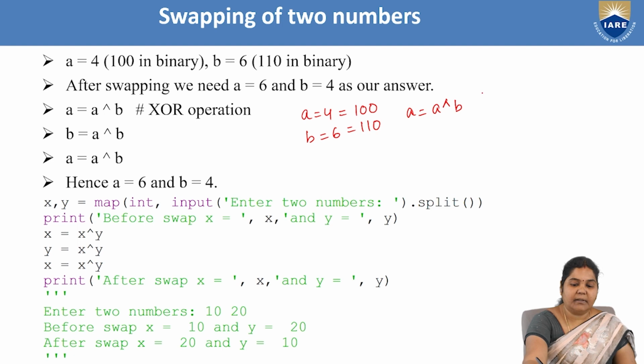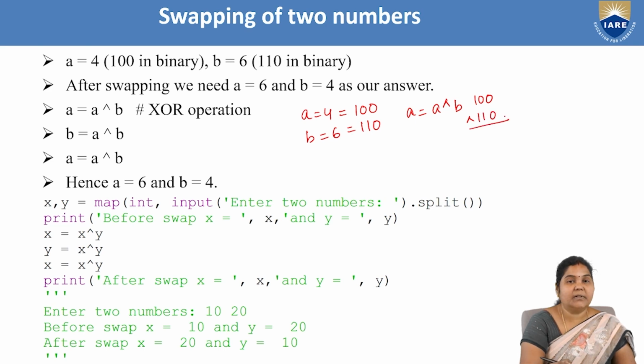What will happen if you apply the XOR operation? 100 XOR with 110 will give you how much? The XOR operator, when both the bits are different, then it is 1. When both the bits are same, then it is 0. So, when both are 0, it is 0. When both are different, it is 1. And when both are same, again it is 0. So, 0, 1, 0, which is nothing but 2. After doing XOR operation, you got 2. Now our A value has changed to 0, 1, 0.